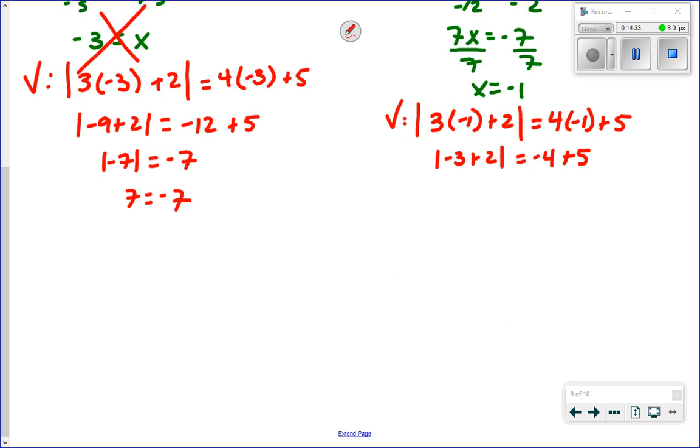Okay, inside the bars, negative 3 plus 2 is negative 1. On the right, negative 4 plus 5 is 1. And the absolute value of negative 1 is 1. Does 1 equal 1? Yes. So that means x equals negative 1 would be the solution to this absolute value equation.